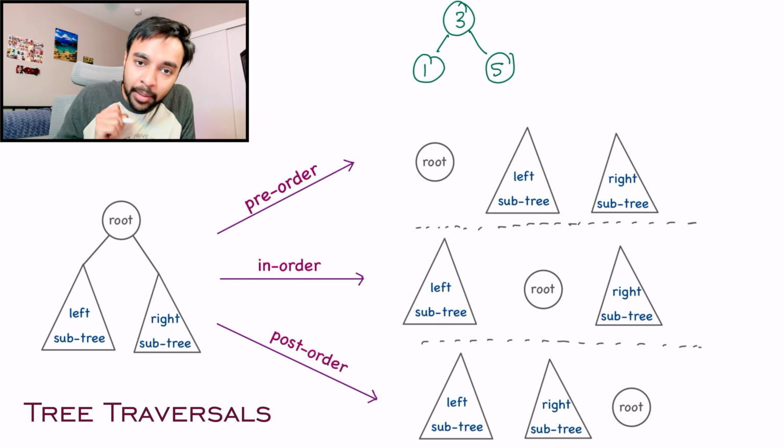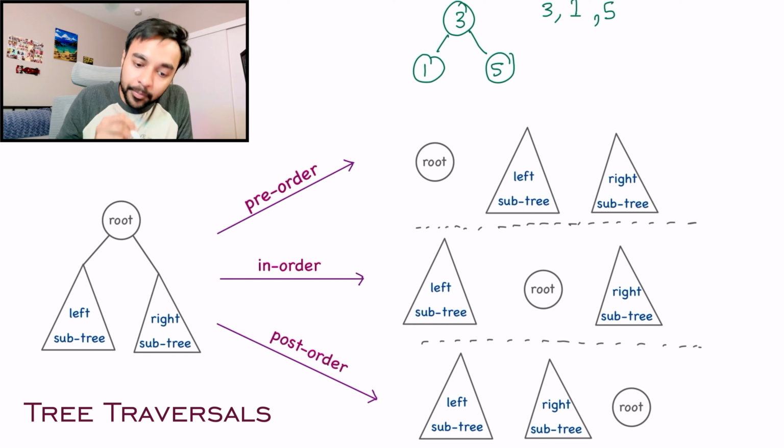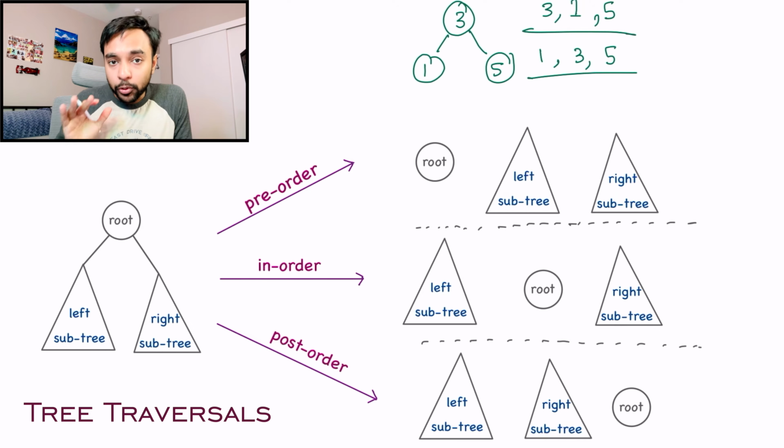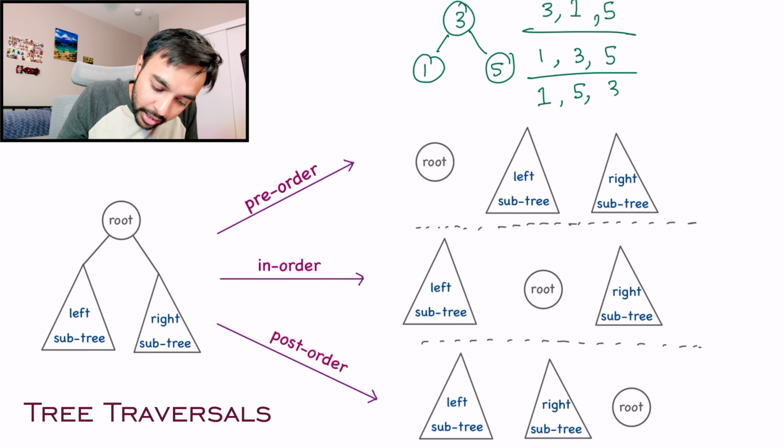Now, what will be a pre-order traversal of it? The pre-order will be root, then the left, and then the right, correct? Next, what will be the in-order traversal? In-order will be 1, and then 3, and then a 5, right? And what will be the post-order traversal? The post-order traversal will be left, then the right, and then the root.